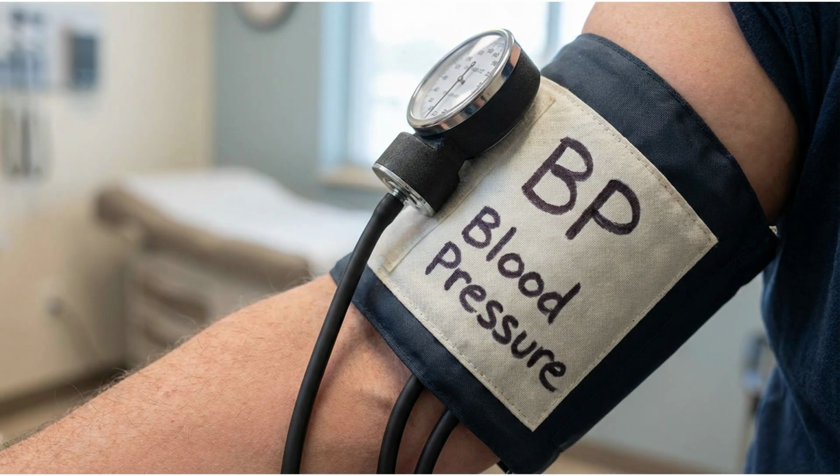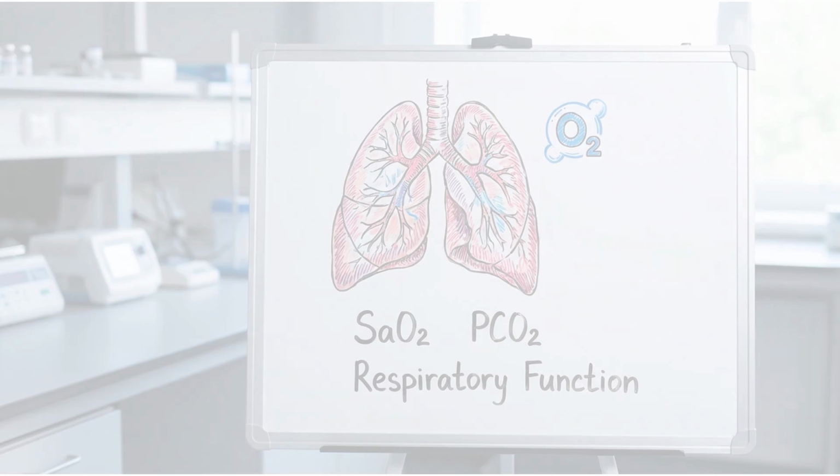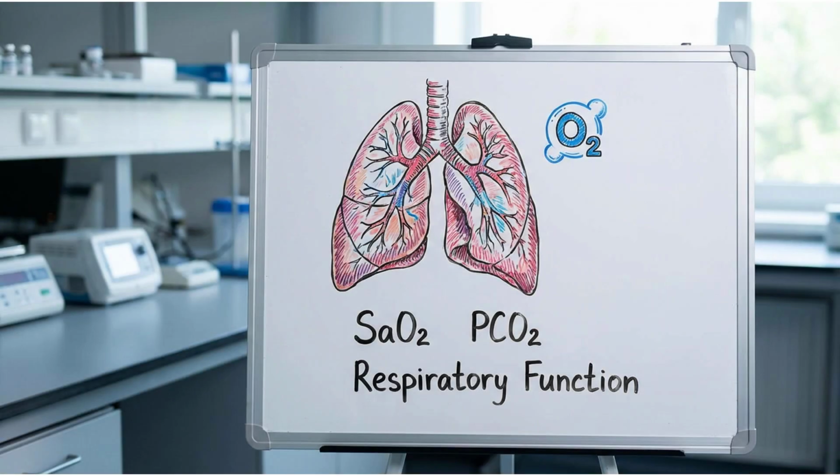The second category involves clinical measurements and vital signs. These are fundamental metrics for ongoing patient assessment. BP stands for blood pressure, one of the most frequently recorded data points in any clinical encounter. Understanding these metrics is essential for monitoring patient stability and identifying early signs of physiological distress.